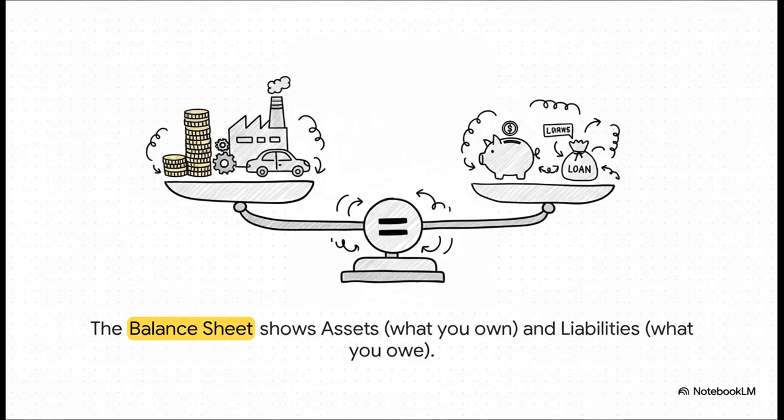So what does this selfie look like? It's really simple, actually. It has two sides. On one side, you list everything the business owns. These are its assets. You know, things like cash, machines, buildings. And on the other side, you list everything it owes to other people. These are its liabilities, like bank loans or money it has to pay to its suppliers. And here's the magic trick. Both sides must always be equal. They have to balance out perfectly.